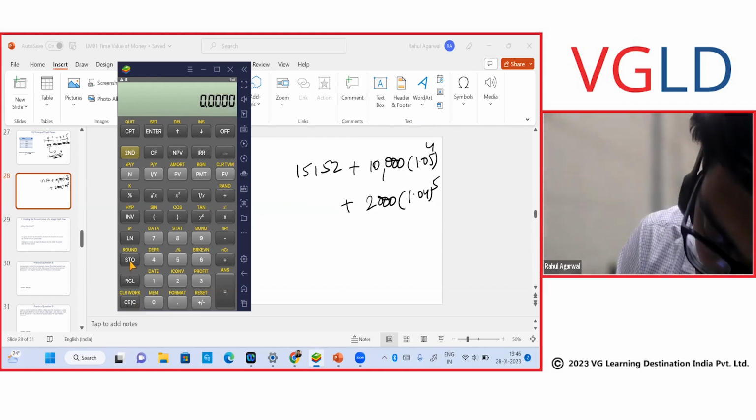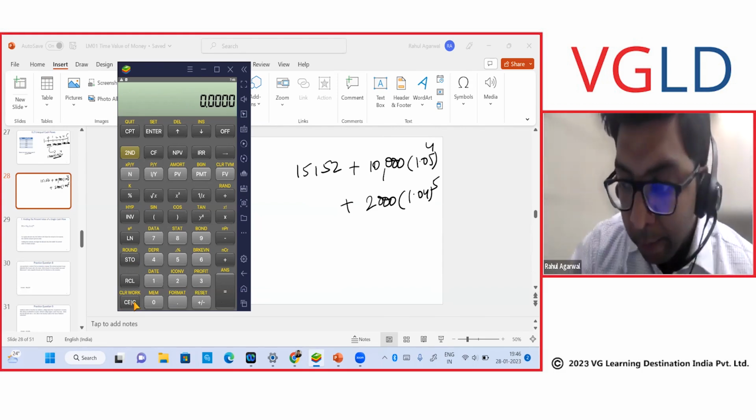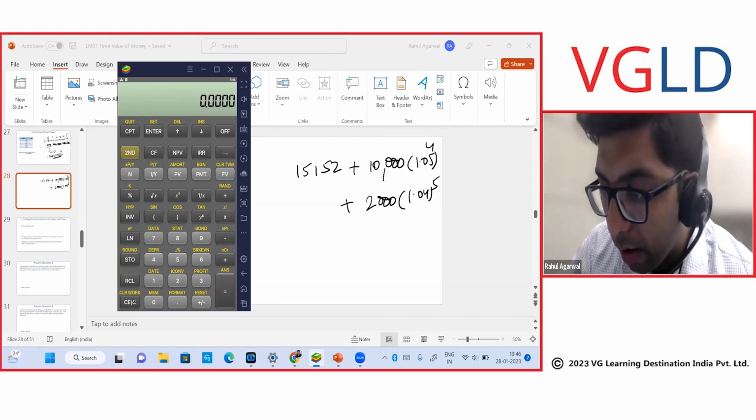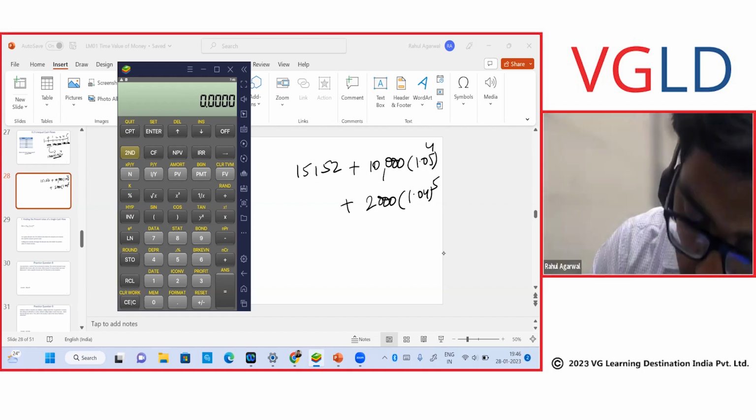Something is stuck in here. One second, the calculator is hanged a bit. I don't know why. Can you all hear me? Is this audio clear or is it hanging? Audio is fine, sir. All good? Okay.